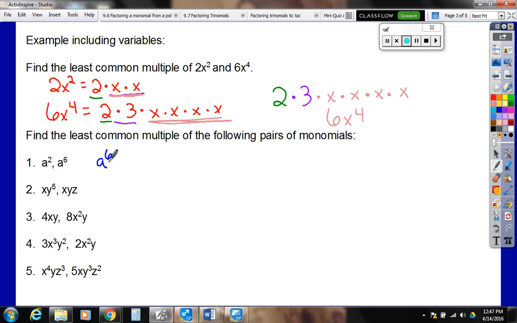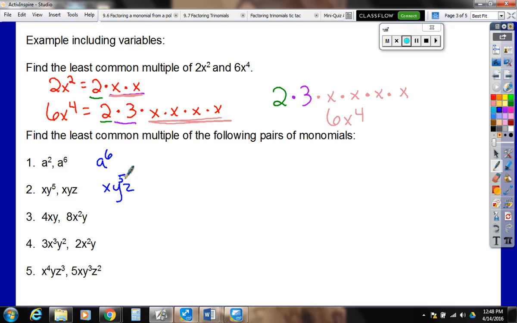So over here, we have an x, a y, and a z. We have to account for all the factors in both numbers. X only appears once in each one, so we're just going to leave it as x. Y has a 5 here and a 1 here. 5 is bigger than 1, so we're going to use the 5. And z only appears once. So that's x, y to the 5th, z.